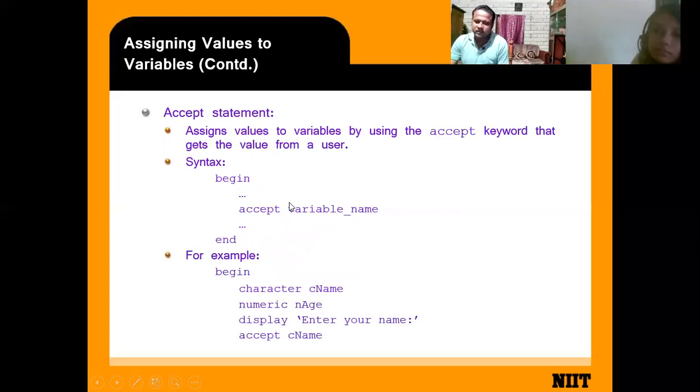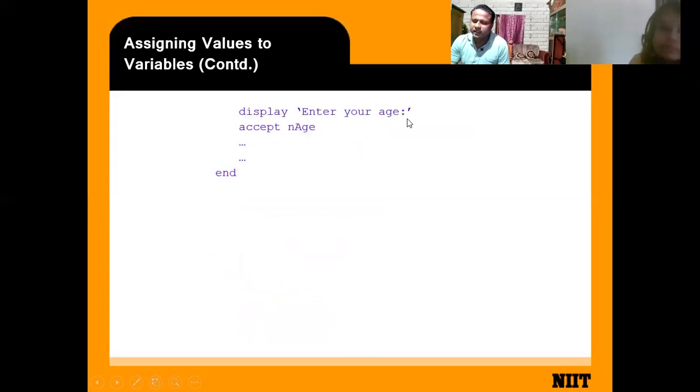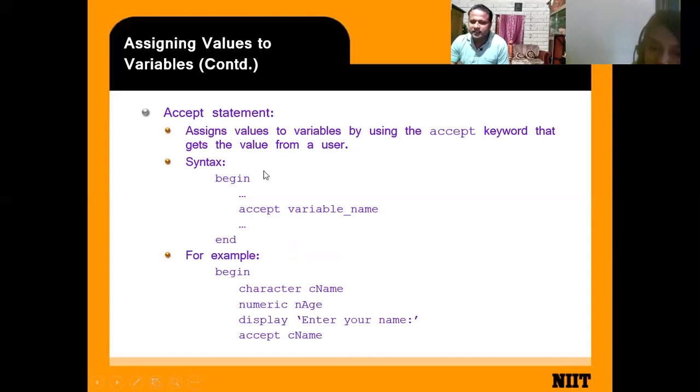Next is the accept statement. The accept statement is used to ask the user to input some value. Character name, numeric age. So it asks you to enter your name. You have to give some value, a name, then accept name. Then display enter your age, then accept age. So there are two ways to input the value: one is direct assignment, another is accept statement.